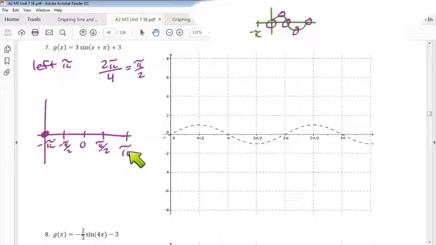Pi over 2 plus pi over 2 is going to be pi. So are you guys still tracking with me? Yes. Okay. So I'm a little extra when I explain it, guys. I'm sorry, but I want to make sure you guys understand the ins and outs of everything that I'm doing.